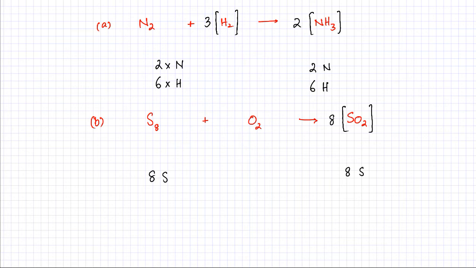The other thing that you need to balance is that in 1 molecule of SO2 you have a total of 2 oxygen atoms. So in 8 molecules you're going to have a total of 16 oxygen atoms. So there should be 16 oxygen atoms over here, but in 1 molecule of O2 there are only 2 atoms of oxygen. So you need a total of 8 molecules of O2, and that would be equal to 16 oxygen atoms. So now your left hand side and your right hand side, your reactants and your products, have the same number of atoms.